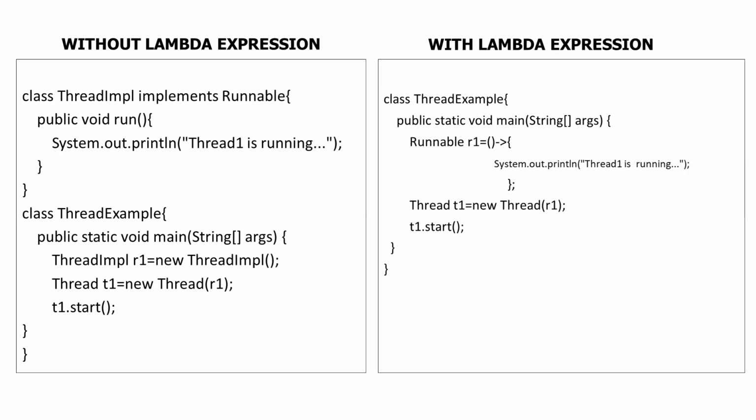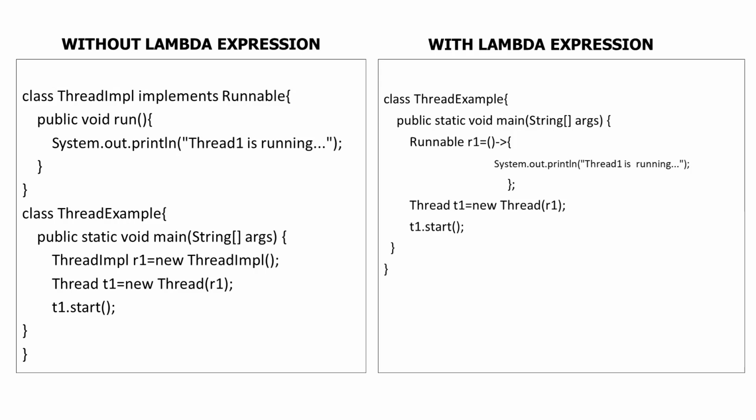Here is a simple program for displaying whether thread 1 is running or not. Usually you'll have a class. With that class, you'll be creating the thread implementation, creating an object, and then the class object will be passed to the thread object. t1.start will then invoke the run method. So this is without a lambda expression.